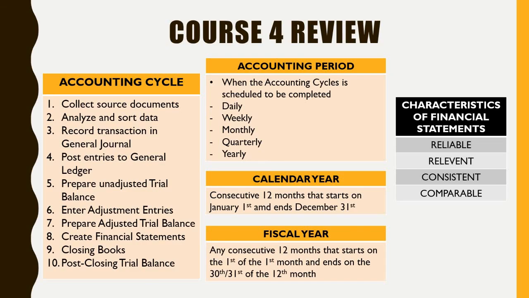Okay. So here's a course review. So again, here I summed up a little chart for you to recognize the 10 steps of the accounting cycle, what the accounting period should look like. I gave you a little table for characteristics of your financial statements. Understanding calendar is from January 1st to December 31st, whereas fiscal year starts on the first day of the first month and goes all the way through 12 consecutive months. So it ends on the last day of the 12th month.